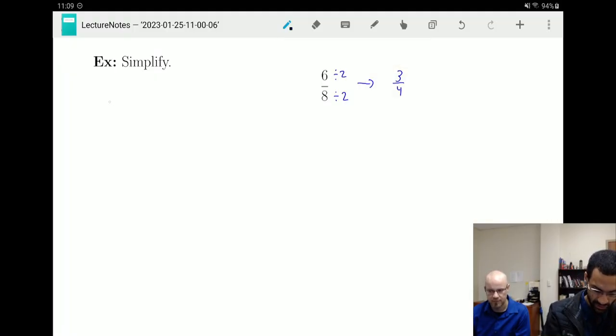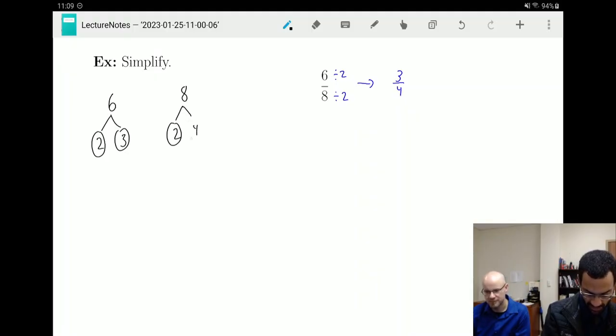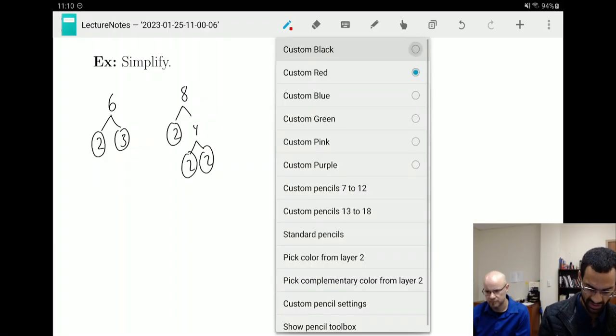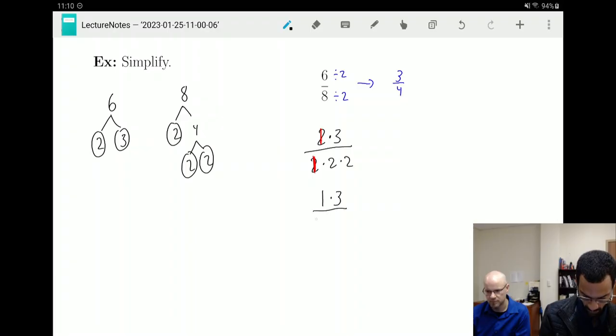We could say, all right, well, 6 is 2 times 3. Let's look at their prime factorizations. And 8 is 2 times 4, and 4 is 2 times 2. So we can look at 6/8 as 2 times 3 over 2 times 2 times 2. And remember, if you divide something by itself, you get 1, right? So that's really just 1 times 3 over 1 times 2 times 2. And if I multiply that together, I get 3 over 4.